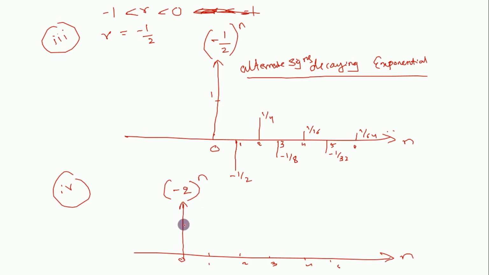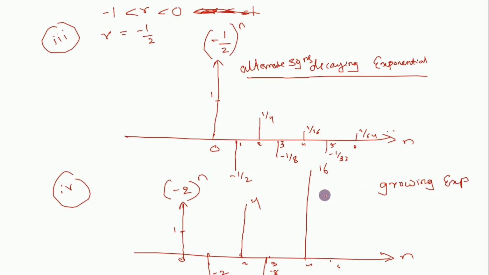Okay. So n = 0, 1, 2, 3, 4, 5. Minus 2 raised to n. Minus 2 raised to 0 is 1. Minus 2 raised to 1 is minus 2. So I don't have space here, please adjust with that. Minus 2 raised to 2 is 4. Minus 2 raised to 3 is minus 8. It's still bigger. Minus 2 raised to 4 is 16.